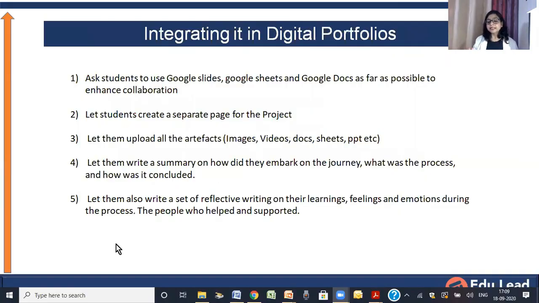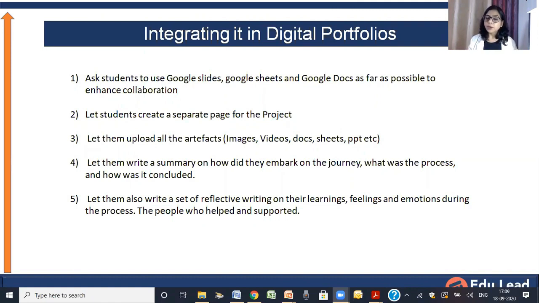Now, next comes, how is it that you can integrate it in your digital portfolios? If you have already seen the video which I have sent you, you would know that in Google itself, you would be able to create your portfolio. In the portfolios, you can create certain pages. So now, how is it that the students can create their portfolio or integrate their project work in the portfolios?